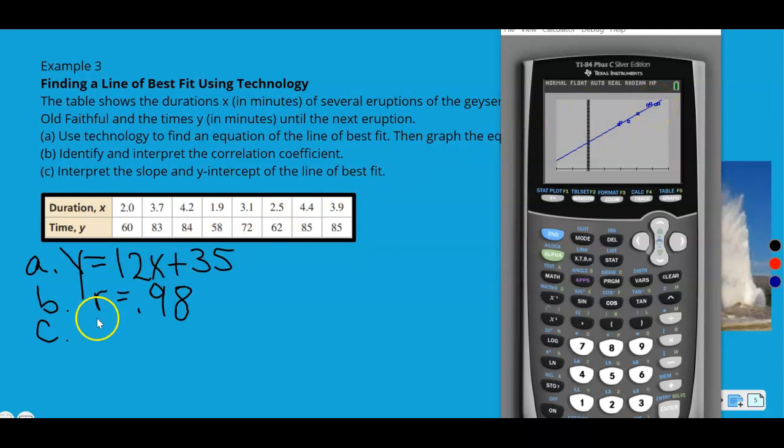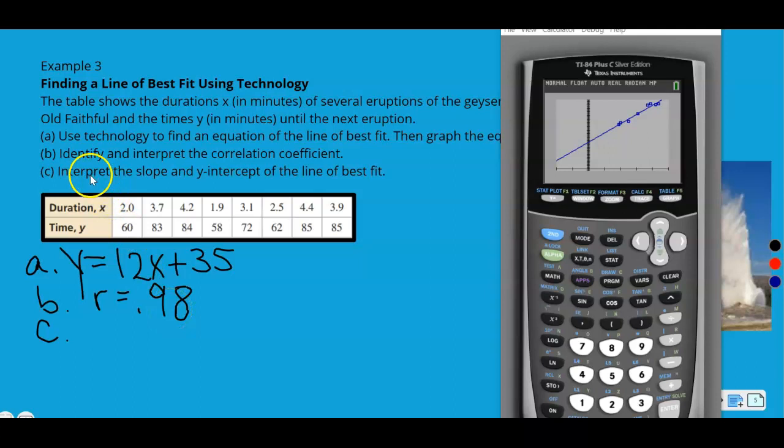When you wrote your equation, if you turned on your regression feature, r equals 0.98. That's very close to 1, and you can see the line of fit is very close to those points. So it does make sense that it has a strong positive correlation.